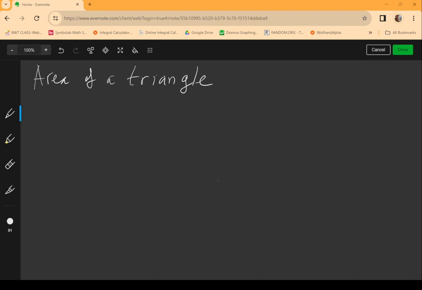Okay, so here we're going to take a look at the area of a triangle. Right now, first let's take a look at a few differently shaped triangles. And let's say we had something like this, then like this, and something like this.